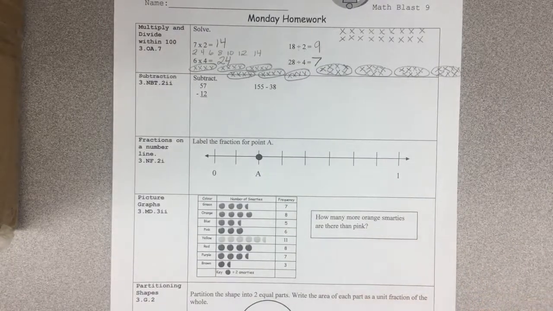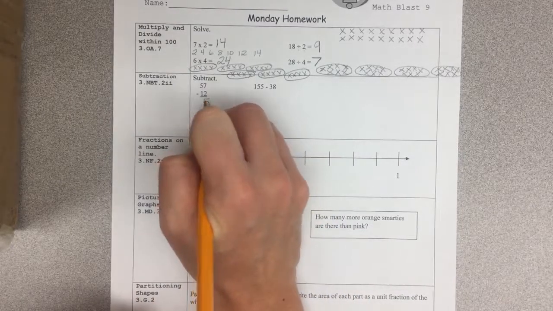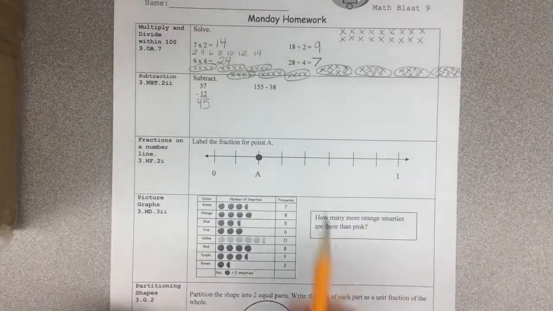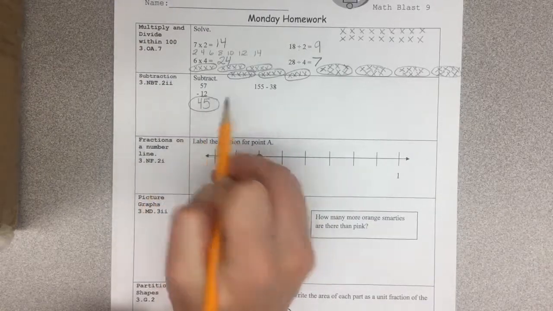Subtraction. 57 minus 12. Here I'm going to start with my ones place. 7 minus 2 is 5. And 5 minus 1 in the tens place is 4. So 57 minus 12 is 45.